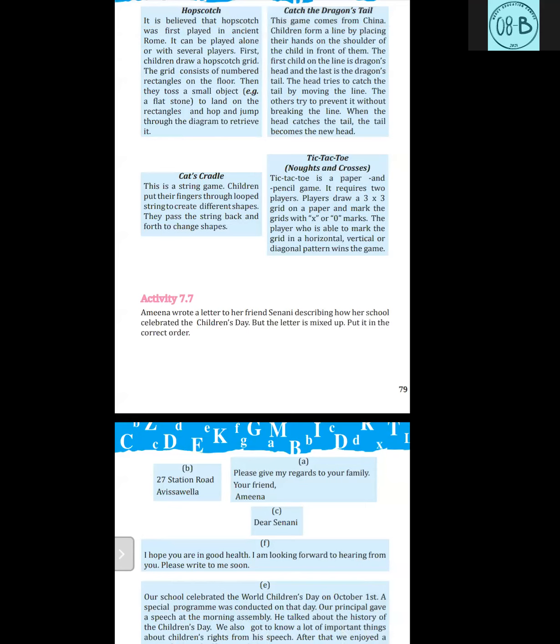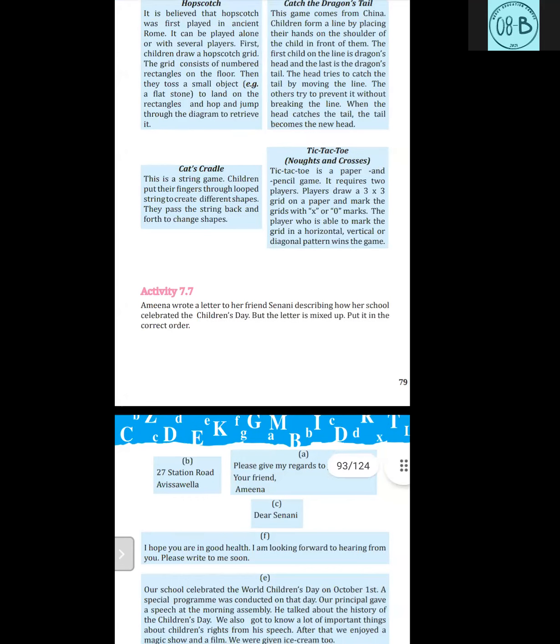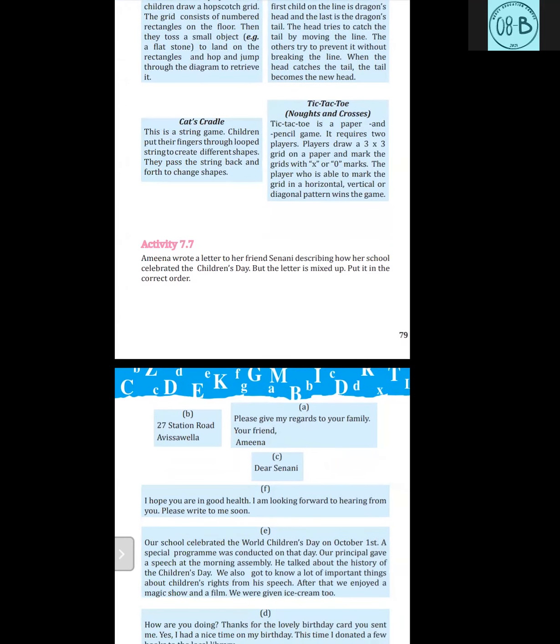So before we write a letter, we can't suddenly write a letter. Before we write, we are going to practice what the things in an informal letter are and how they are organized. Those things we are going to discuss first. After that, we will write an informal letter.